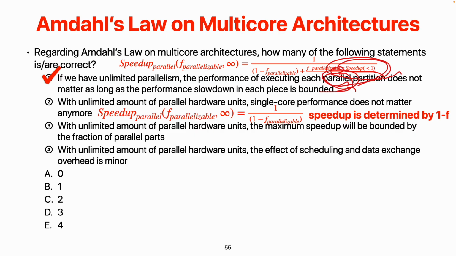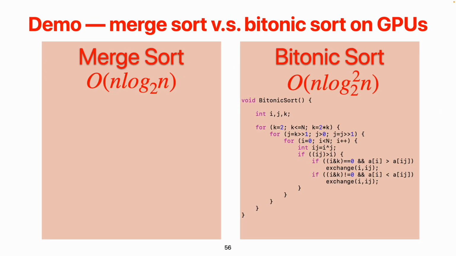So with unlimited amount of parallel hardware units, as we said, because your speed up is determined by 1 minus F, the fraction of parallel part will determine your speed up. So this is true, right? The other thing, like the overhead, is included in the 1 minus F part, so you don't want that to hurt you too much. So it turns out 2 of them are correct. However, the important implication here is that it matters more for how you can parallelize your program.